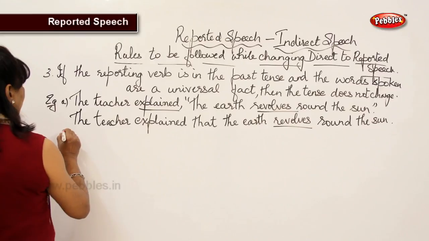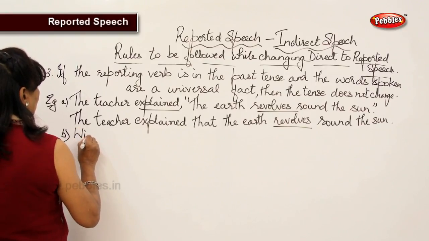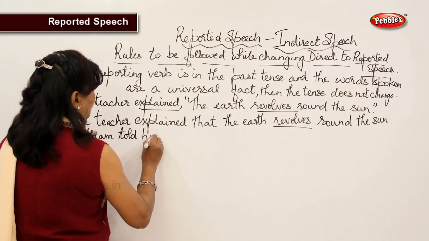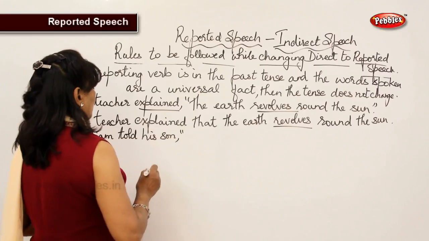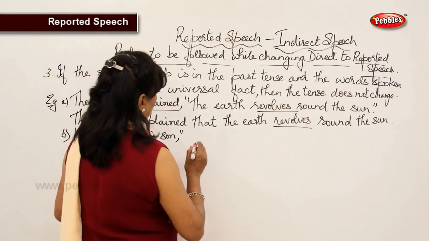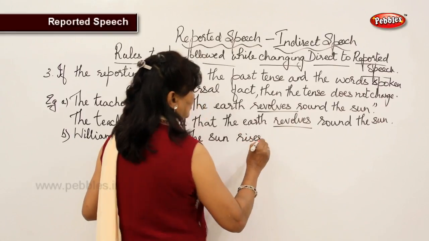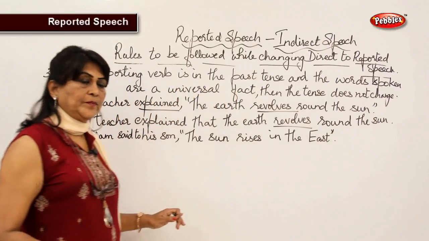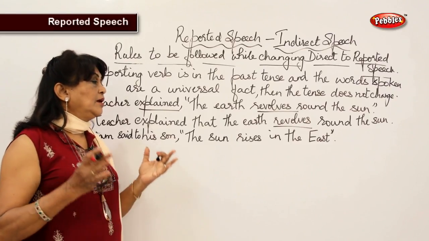Same way, I'll give another example. William told his son, or William said to his son, the sun rises in the east. Okay, now what did William tell his son? The sun rises in the east.